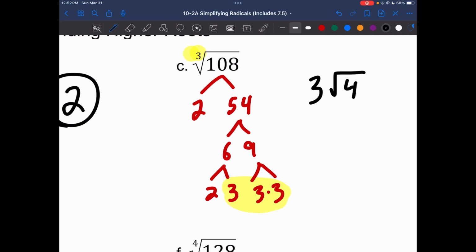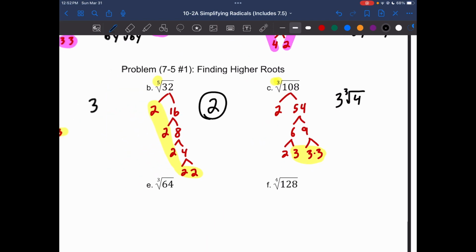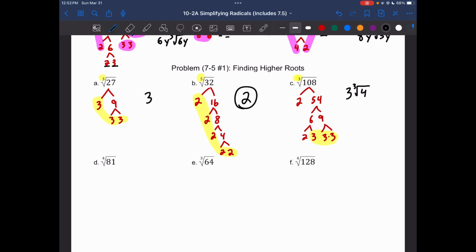is 4, but in this case, remember, we need to show that this is the third root of 4. If you don't write your index in there, it's going to be marked wrong because you're showing me that it would be the square root of 4 when that's not the case here. We're looking at the third root of 4. Okay? So, again, I want you guys to pause, and I want you to do letters D, E, and F on your own, and then you can come back and check your answers.